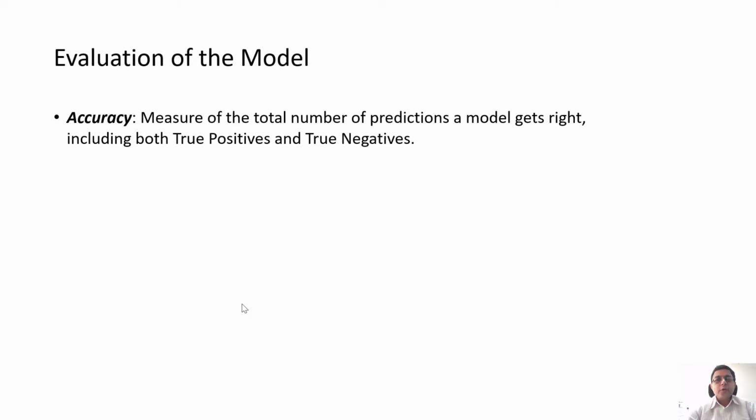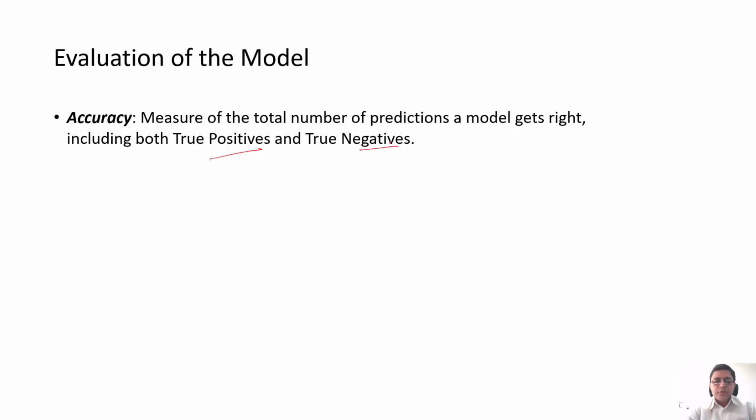It is the measure of total predictions that a model got right. This includes both true positives and true negatives. So accuracy is just an overall measure. Tell me how many times you got it right. If you said y will be 1, was y actually 1? If you said y is equal to 0, was y actually 0? So obviously I am interested in the true positives as well as true negatives.